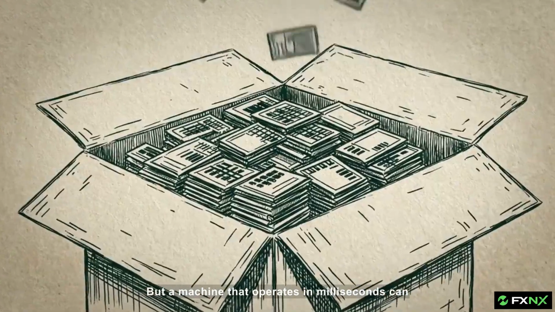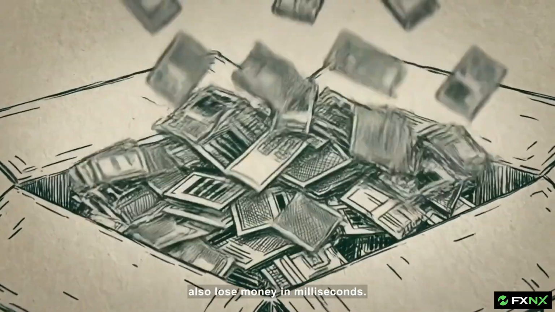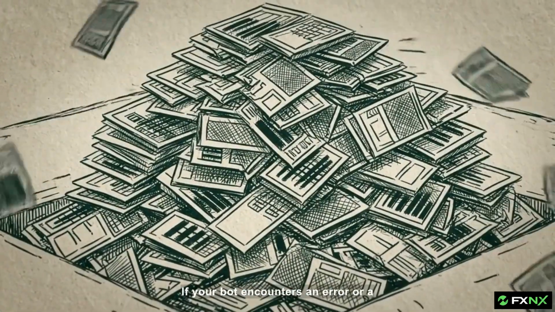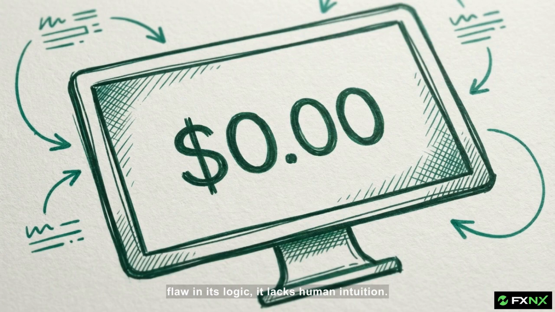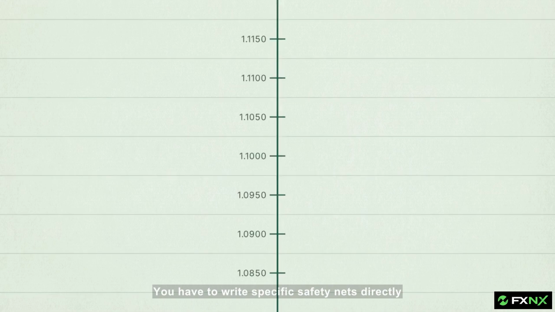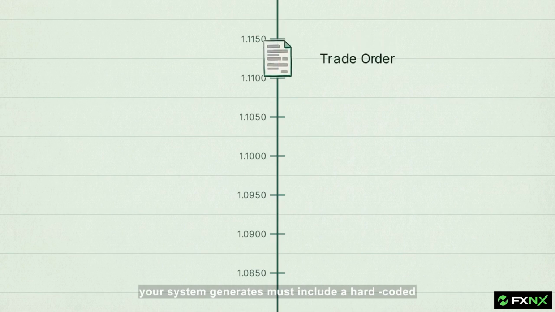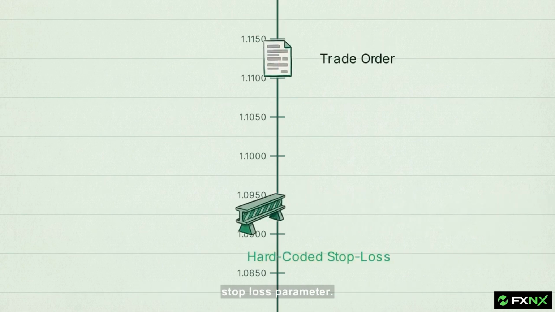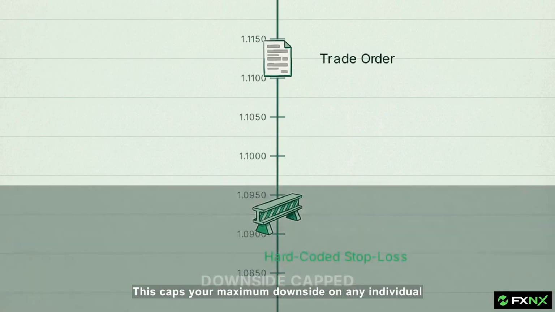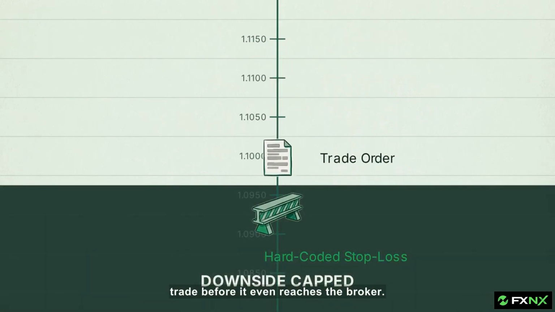But a machine that operates in milliseconds can also lose money in milliseconds. If your bot encounters an error or a flaw in its logic, it lacks human intuition. It will execute bad trades relentlessly until your account is empty. You have to write specific safety nets directly into your code. The first rule is that every single order your system generates must include a hard-coded stop-loss parameter. This caps your maximum downside on any individual trade before it even reaches the broker.